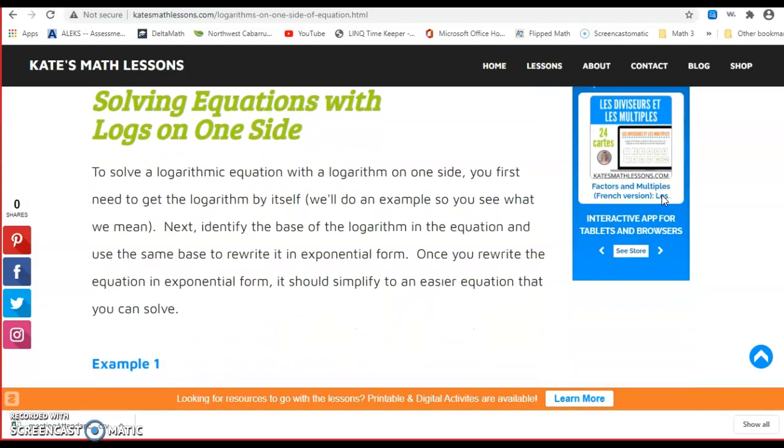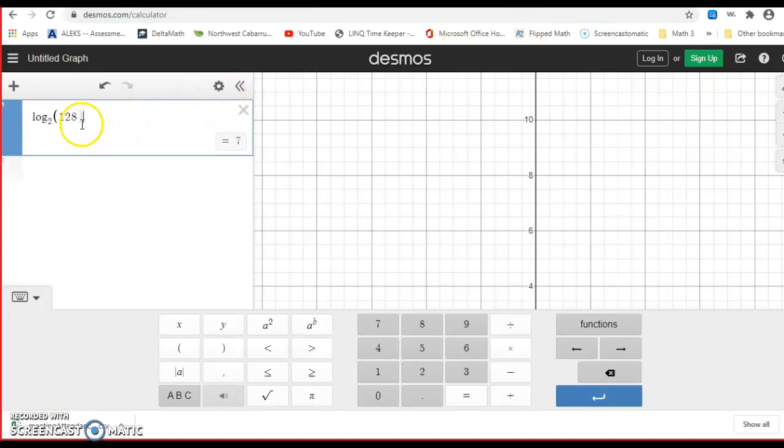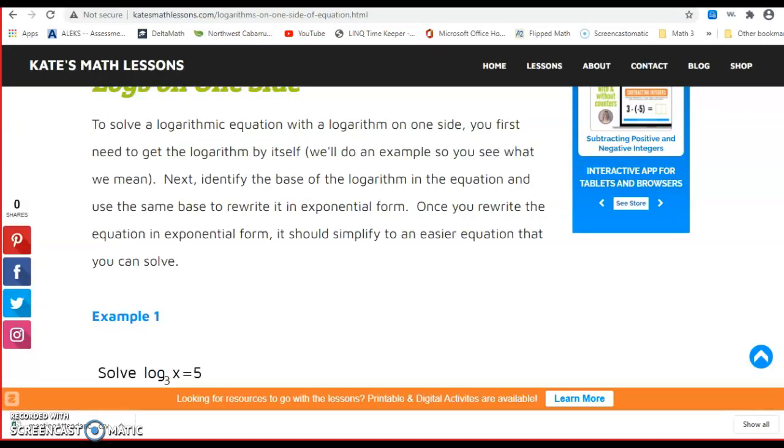Now what if we have something else like this? Log base 3 of x equals 5. I can't get log base 3 of x to a single number because I can't put an x in Desmos. That's not going to help me a whole lot. It's going to be like, okay, and what next? So you're going to have to actually use some of your properties.